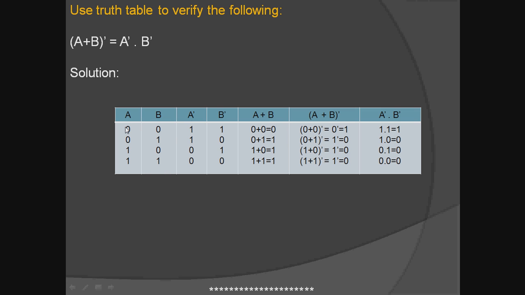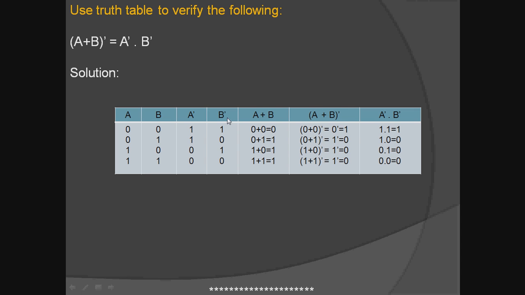Now a complement will be: 0 becomes 1, 0 becomes 1, 1 becomes 0, and 1 becomes 0. Similarly for b complement: 0 becomes 1, 1 becomes 0, 0 becomes 1, and 1 becomes 0. All right, so a plus b, when you add this up, you get the following output. Similarly, for a plus b the whole complement, first you add a plus b, and then when you complement this, 0 goes to 1, 1 goes to 0, like that. So finally, when you multiply a complement and b complement, that is this and this, not this one, this, so LHS is this one.